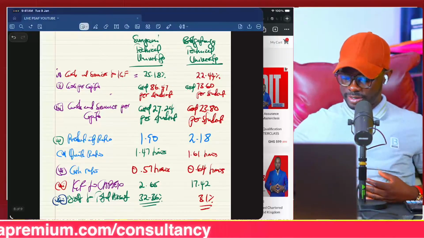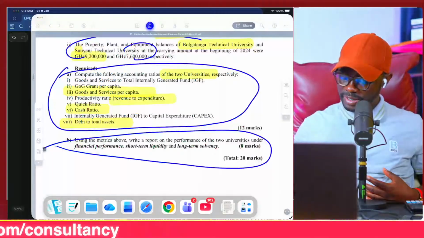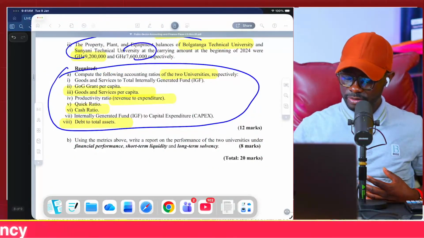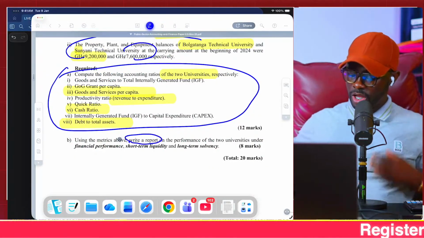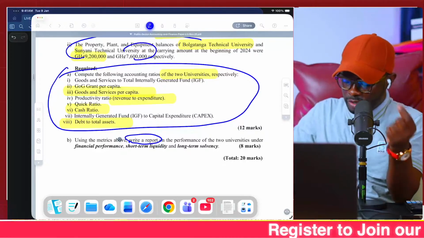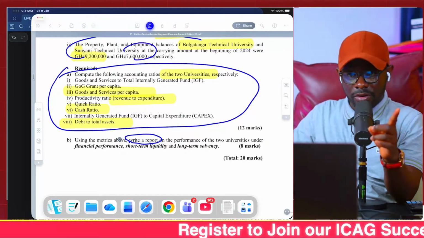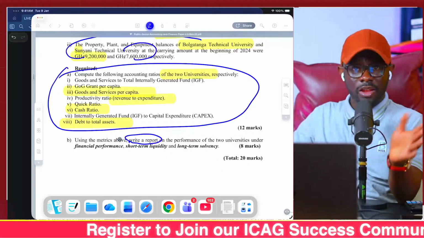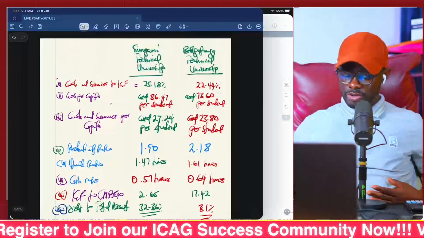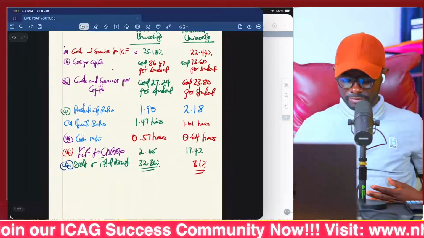write your analysis. Finally, the B part says write a report. Write a report on the performance of the two universities under financial performance, short-term liquidity, and long-term solvency, because you need to understand the categorization.